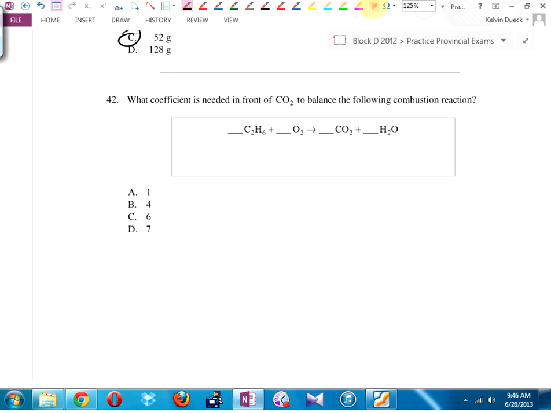How many carbons do I have on the left-hand side? So how many do I need on the right-hand side? How many do I have? So the first thing I would do is try putting a 2 there. Now that changes the number of oxygens. How many oxygens do I have on the right grand total? 5? So how many am I going to need over here? Well, let's tackle the hydrogens next. How many hydrogens do I have on the left? How many do I have here? Now I got 6. Now how many oxygens do I have on the right-hand side?